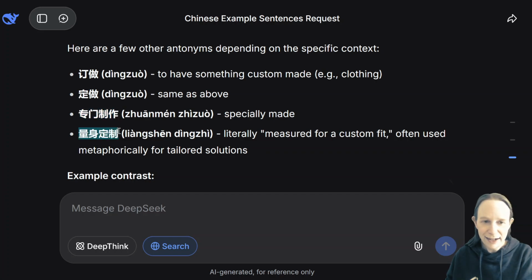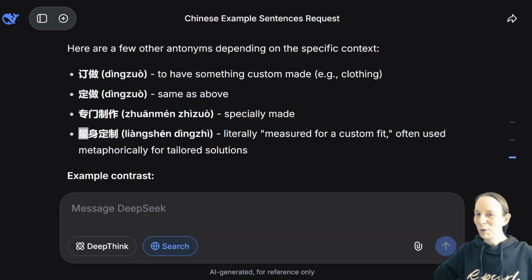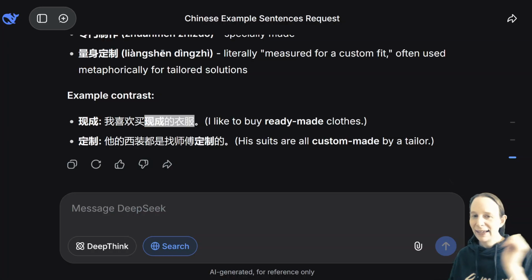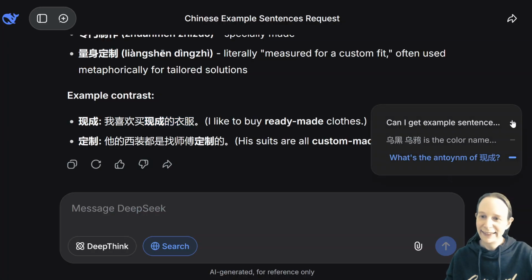And 量身 yeah, 量 can be a verb meaning to measure, such as measuring the dimensions of your body. 量身 is getting your measurements so that you can make, like, tailor like a dress or something. 量身定制. Yeah, 我喜欢买现成的衣服. Yeah, so it means you don't have to faff around. Saves time, right? Yeah.